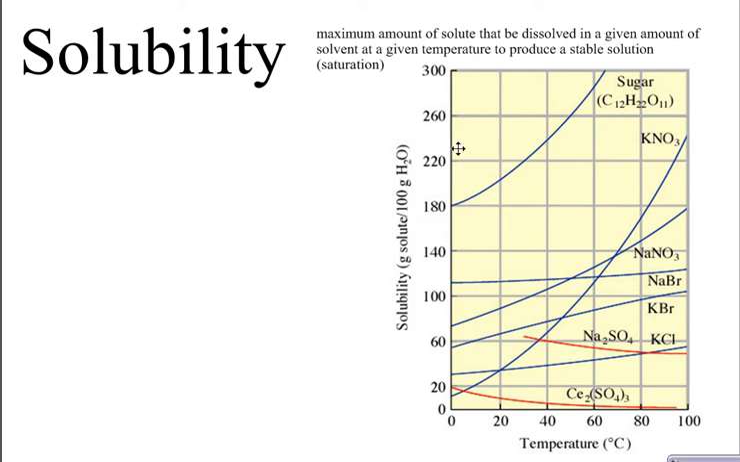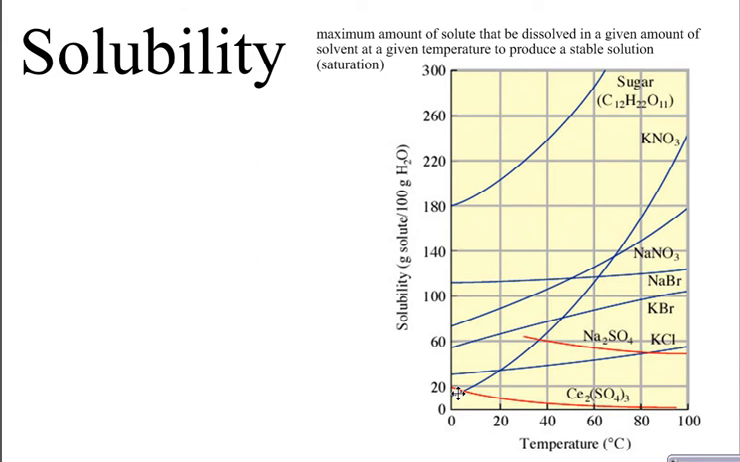When you are above the line, that means that we are supersaturated. So whatever is above the saturation, whatever is above the line, is going to precipitate out. How much precipitates out? You just count back down until you get to the line.